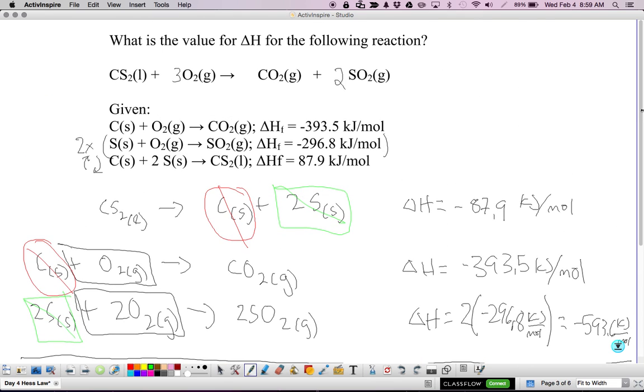So this is doing a reaction using Hess's law. Now you're just going to have a bunch of example problems to solidify this technique.